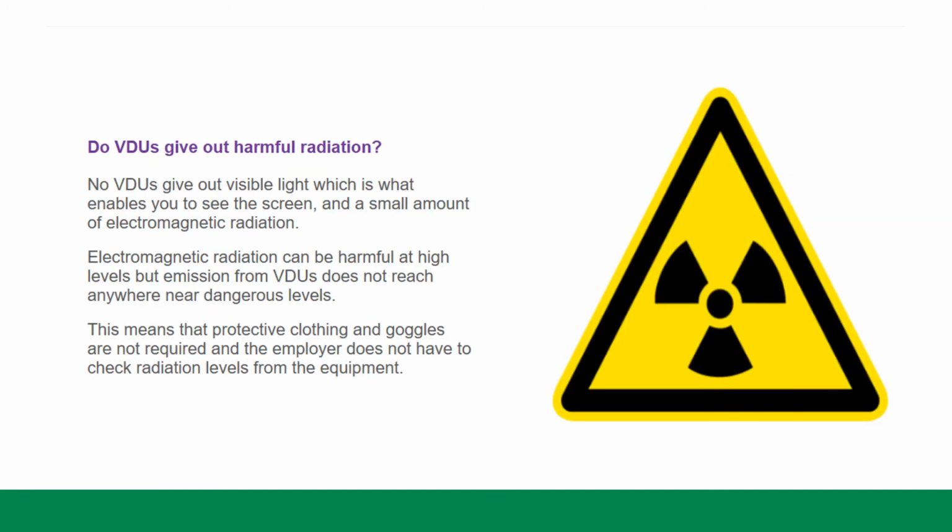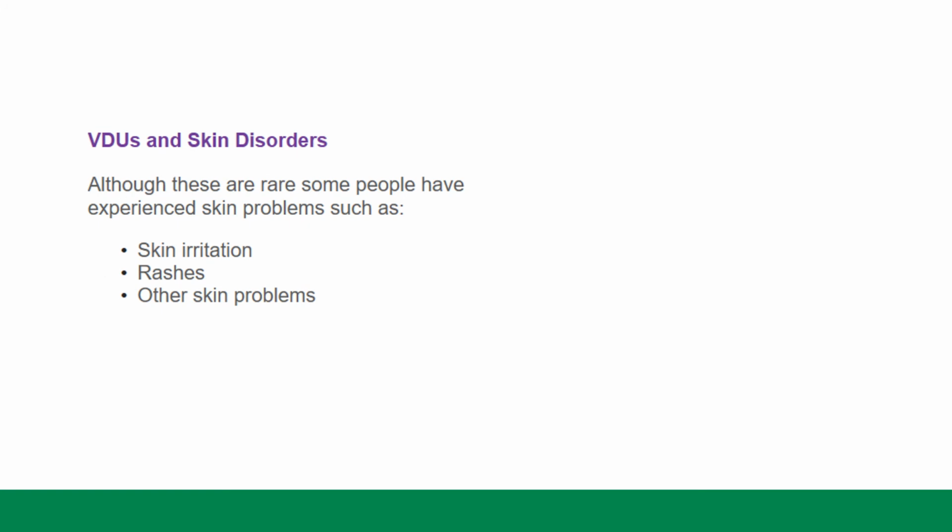Do VDUs give out harmful radiation? No, VDUs give out visible light, which is what enables you to see the screen, and a small amount of electromagnetic radiation. Electromagnetic radiation can be harmful at high levels, but emission from VDUs does not reach anywhere near dangerous levels. This means that protective clothing and goggles are not required and the employer does not have to check radiation levels from the equipment.